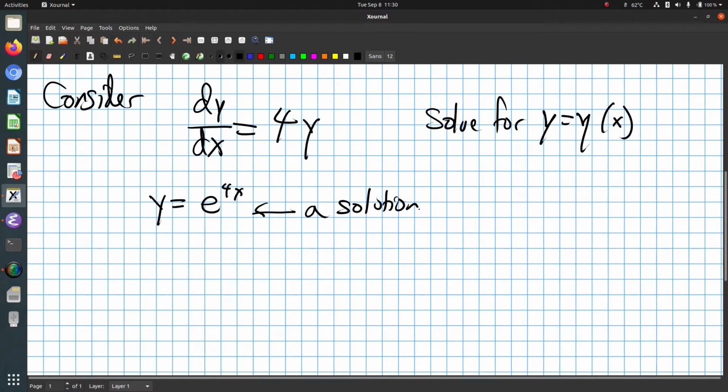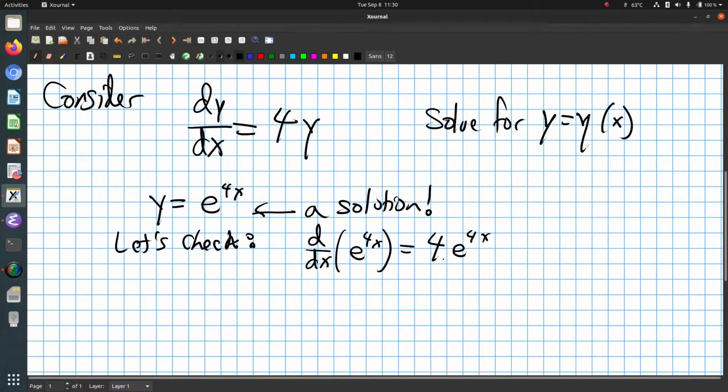Notice it's a function. And let's check that this function is a solution. Okay, well, we take the derivative of this function and ask, well, what do we get? Well, I get 4 e to the 4x by the chain rule. And you will notice that e to the 4x has showed up again, so that's 4y.